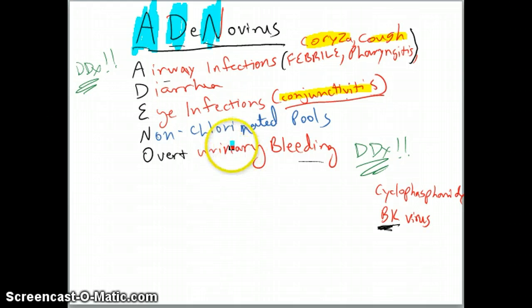But the thing about adenovirus, we forgot to talk about a couple of things. Airway infections, you have coryza, cough. It can be febrile or cause pharyngitis. Diarrhea, it's going to be one of your ones that can cause the runny diarrhea. Remember, ran to the restroom.